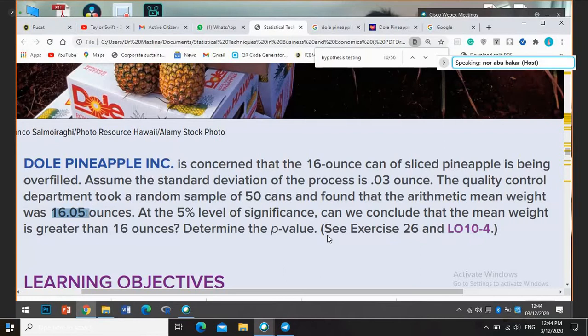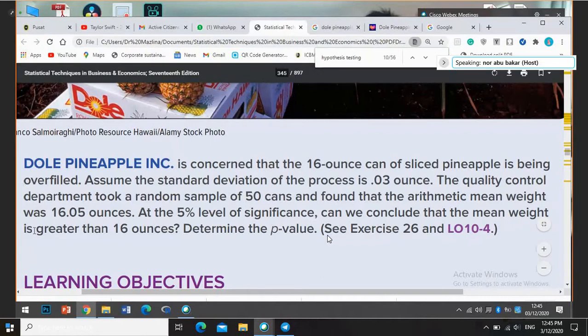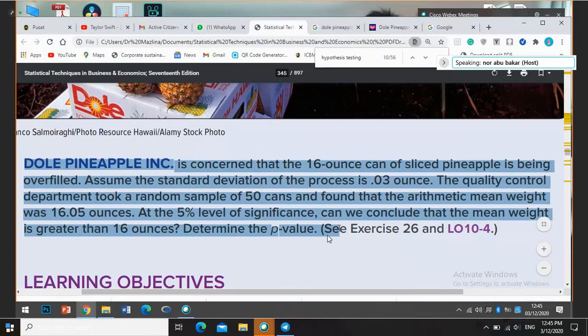It is 0.05 ounces, and this is based on 50 cans. So actually you can just make an estimate. Okay, what percentage is between this and that. However, can we conclude the mean weight is larger than 16 ounces by using hypothesis testing? So let's see how we handle this problem.